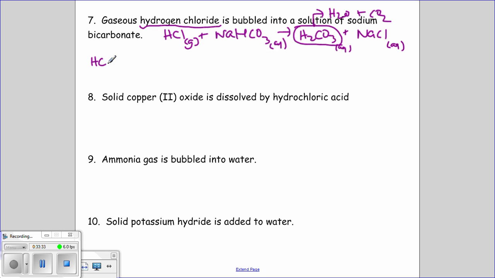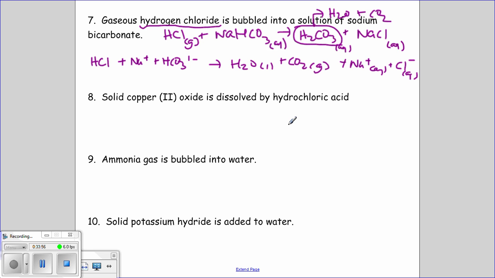Leave it alone. So HCl plus Na plus HCO3 1 minus yields water, which is a liquid, plus CO2, which is a gas, plus Na, which is aqueous, plus Cl, which is aqueous. Alright, so the only thing that we're capable of canceling is aqueous sodium, and that's it.